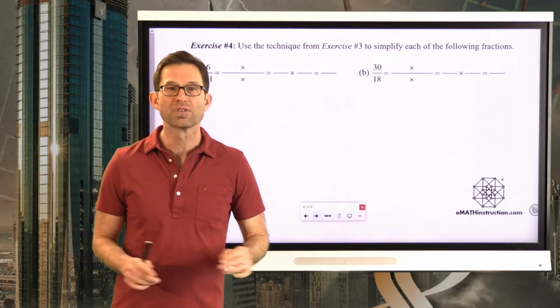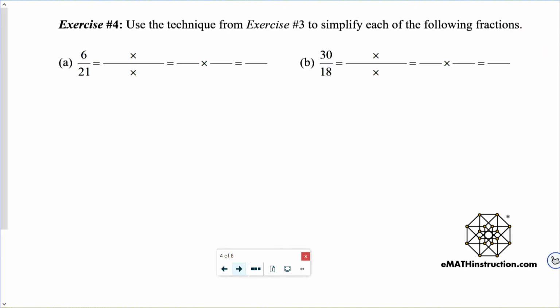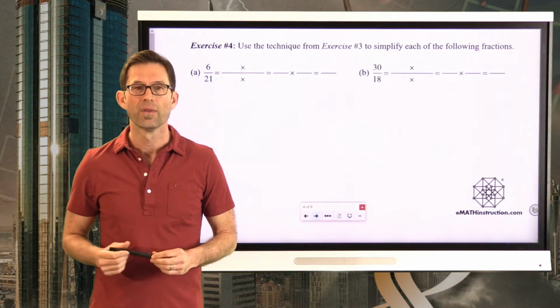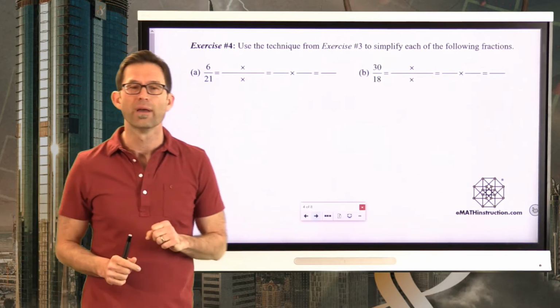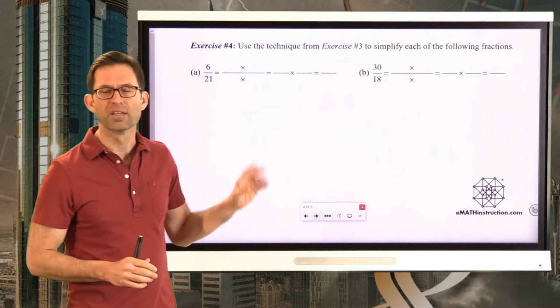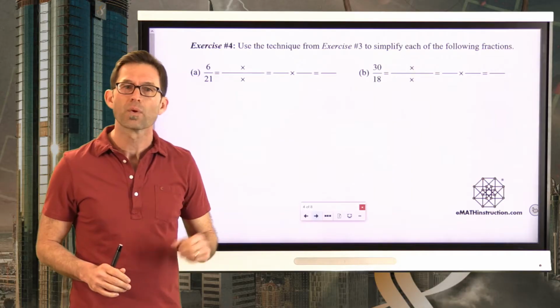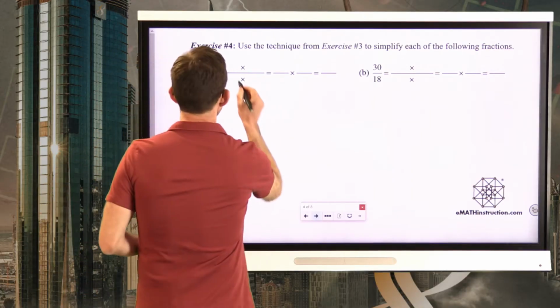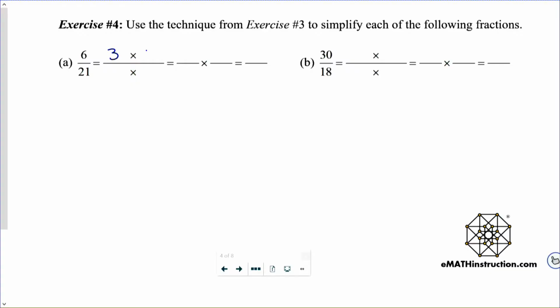All right. Exercise number 4. Use the technique from exercise number 3 to simplify each of the following fractions. Let's do letter A together. I've got 6/21, right? What is the biggest number that divides into both 6 and 21? Well, it's the number 3. So I could write the numerator as 3 times 2, and I could write the denominator as 3 times 7.